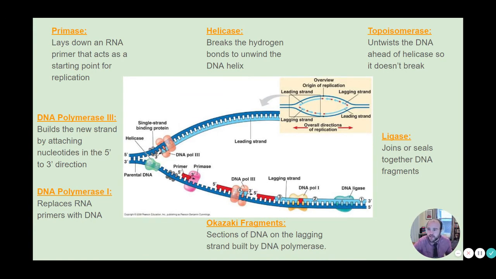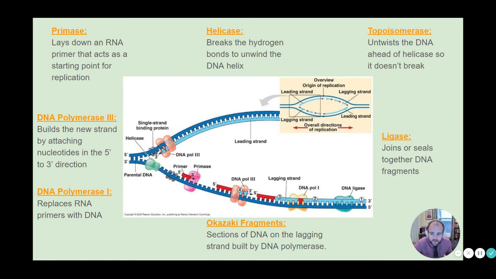Once our DNA strands are separated, we're going to have primase, which puts down a little primer to act as a starting point for replication. Here you can see primase is putting down a little primer, and that's because we can't start copying without some starting blocks of where to start building.